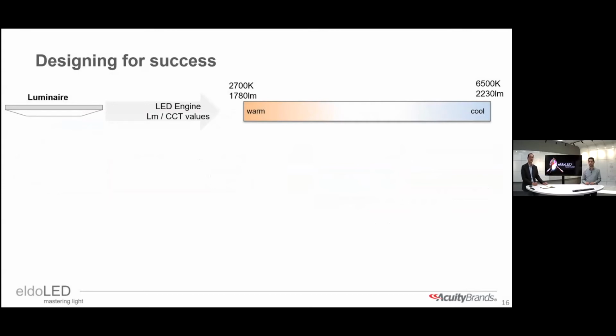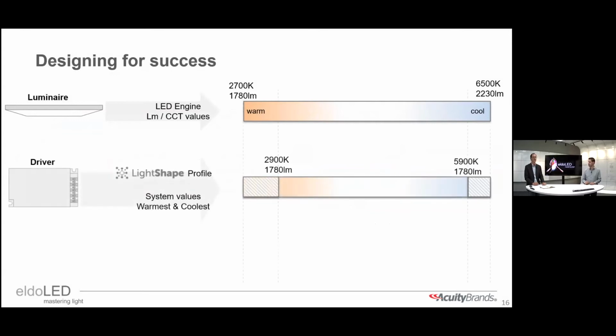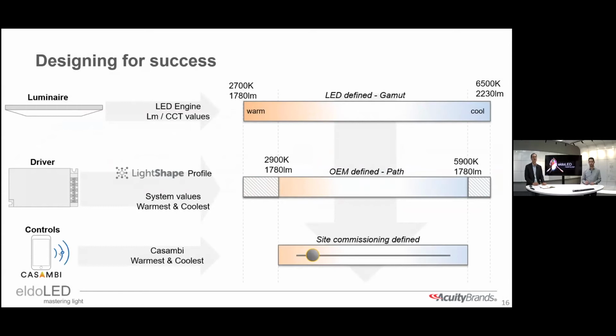So again, my LED engine values are here. So I put that driver data in there. And then I have the control side, which has basically the same range from the warmest to the coolest values to control on site. Yeah, the end user will never notice that the LED values are different from the Casambi values. But there could be reasons for doing it.